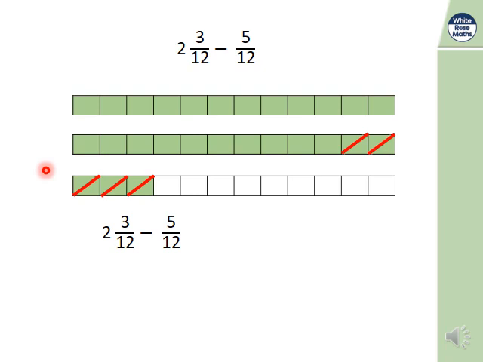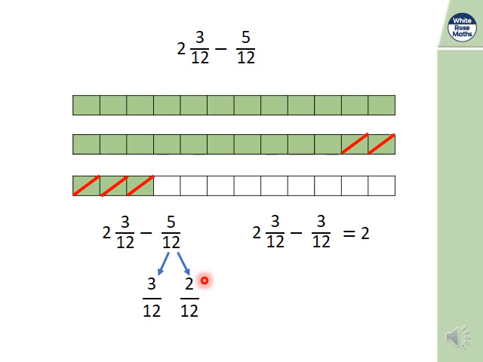So how we could have done that with our fraction bars to help us, we could have split our 5/12 into 3/12, taken away the 3/12 first, and then the remaining 2/12 after. And what would that have left us with? We can see there we did 2 wholes and 3 twelfths, take away 3 twelfths equals 2. Then we did 2, take away 2 twelfths is 1 whole and 10 twelfths.